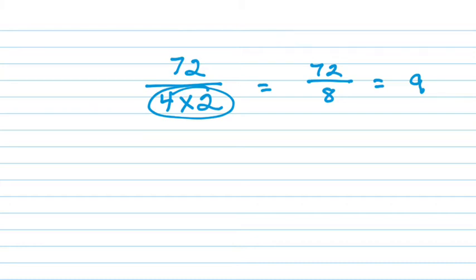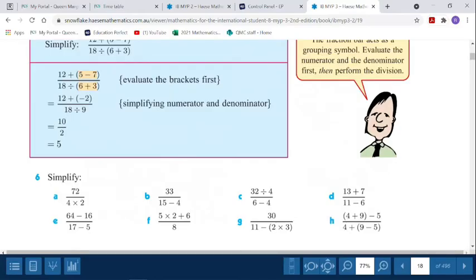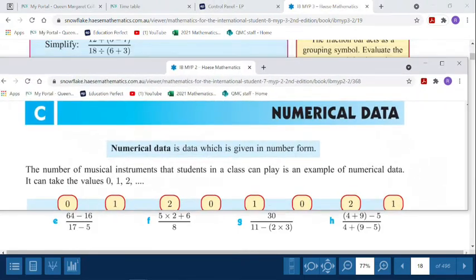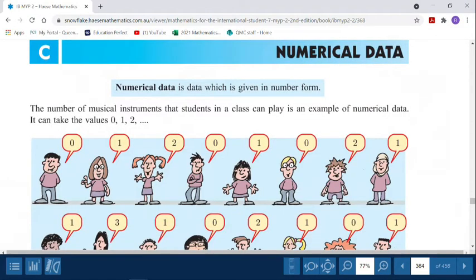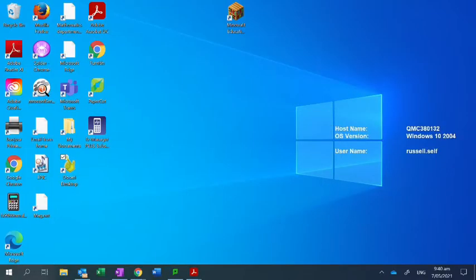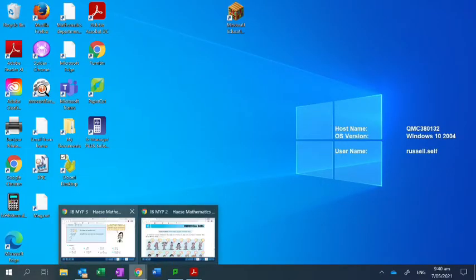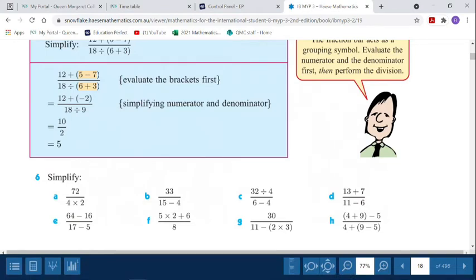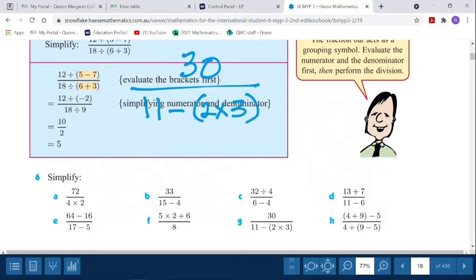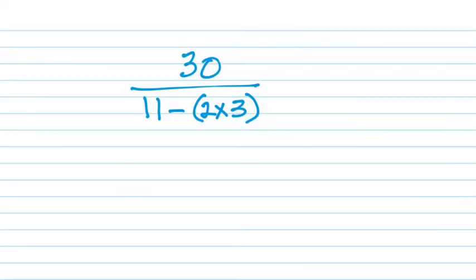All right. Let's look at another one that has a little bit more work involved. Look at something like, oh, I like this one. Look at G. All right. It's always dangerous when a math teacher says, oh, I like this one, isn't it? Oops, sorry. Let me try that again. So we have 30 over 11 minus 2 times 3.